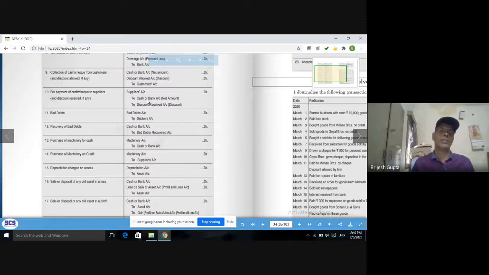Purchase may be cash purchase or credit purchase. In both conditions, purchase account is debited. In case of cash purchase, cash account will be credited. In case of credit purchase, supplier's account will be credited. In case of sales, sales account will be credited. In case of cash sales, cash account is debited, and in case of credit sales, customer's account will be debited.